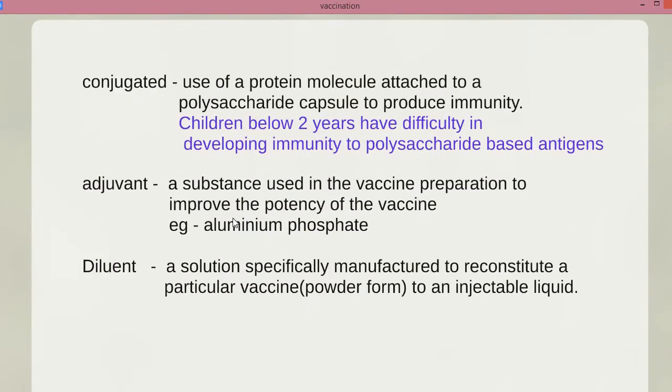Then the term conjugated vaccines. You have heard this term, conjugation. Conjugation is use of a protein molecule which is attached to a polysaccharide capsule to produce immunity. Now these conjugated vaccines are used in children below 2 years because in children below 2 years the immune system has difficulty in developing immunity to polysaccharide based antigens. In a child below 2 years, the immune system is capable of producing immunity to protein based molecules rather than a polysaccharide. So what we do is we combine a protein to a polysaccharide to increase the immunogenicity of the vaccine.